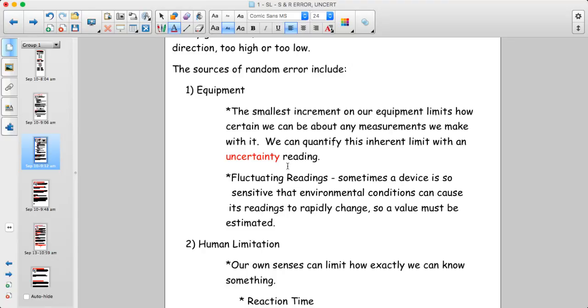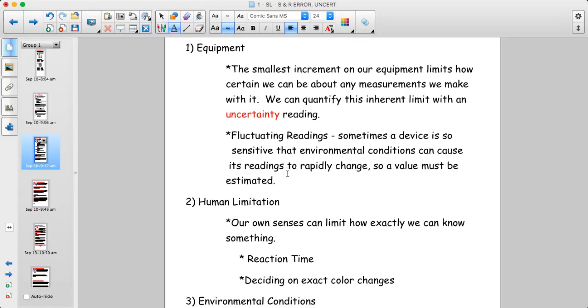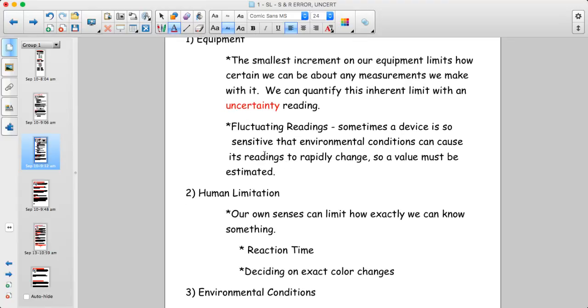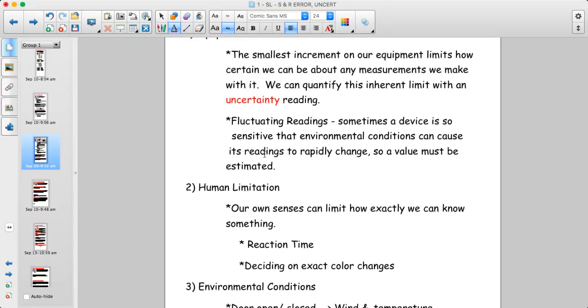And it comes from any time you take a measurement, there is some uncertainty in that reading, and that's a source of random error. Sometimes we have digital equipment and it's really sensitive, and so the values on it actually go up and down, they fluctuate. And so at that point, you kind of have to take your best estimate of what's the average value on that equipment. And so clearly there's some uncertainty in what the exact value is if your machine is fluctuating.